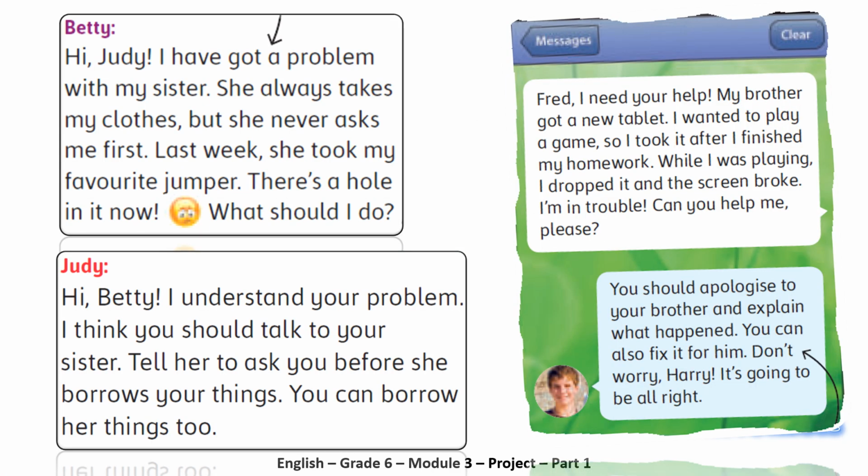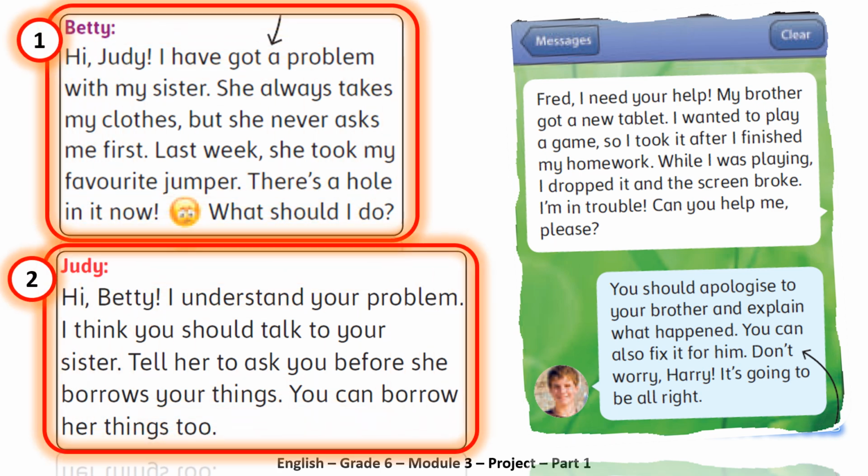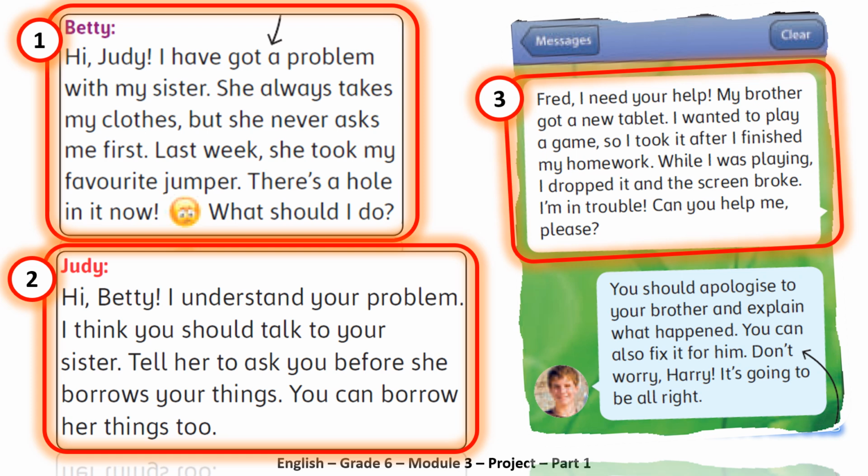In this exercise, you have 4 text messages. 2 are on the left-hand side of this page, which are these. And the other 2, which are 3 and 4, are on the other side. Let's move on to answer the question. Don't forget, what are the text messages about?